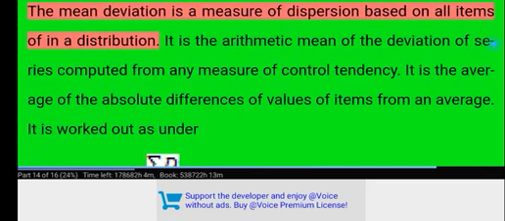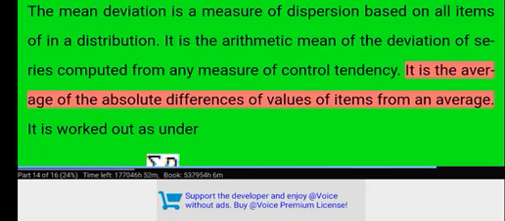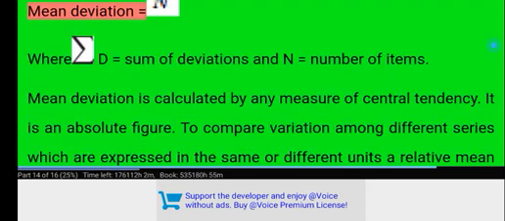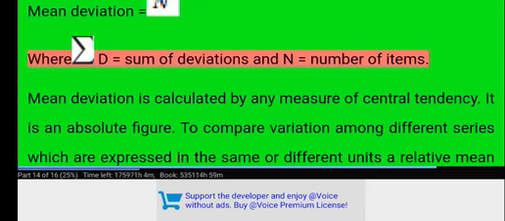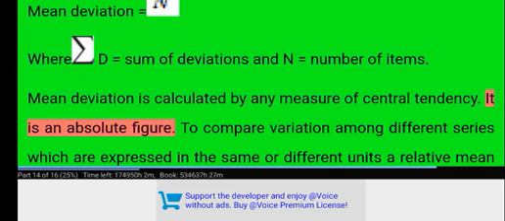Mean deviation. The mean deviation is a measure of dispersion based on all items within a distribution. It is the arithmetic mean of the deviations of a series computed from any measure of central tendency. It is the average of the absolute differences of values of items from an average. It is worked out as under. Mean deviation equals sum of d divided by n, where d equals the sum of deviations and n equals the number of items. Mean deviation is calculated by any measure of central tendency. It is an absolute figure.